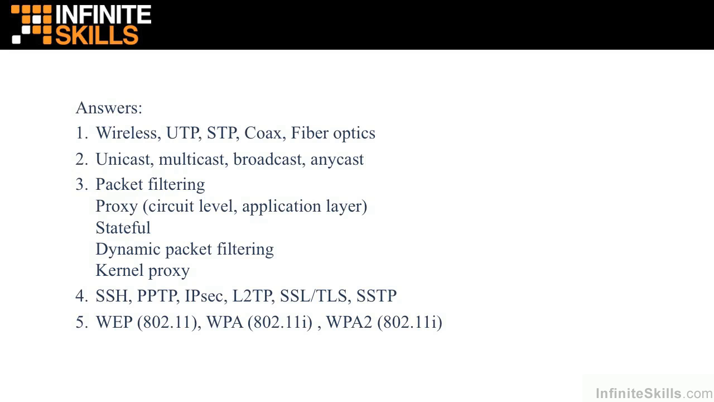The second question deals with the 4 different types of transmissions on a network. We have unicast, that's one-to-one. We have multicast, that's one-to-many. Remember, with multicast, clients have to opt in to the multicast transmission from one source to many clients, and it uses the Internet Group Management Protocol.